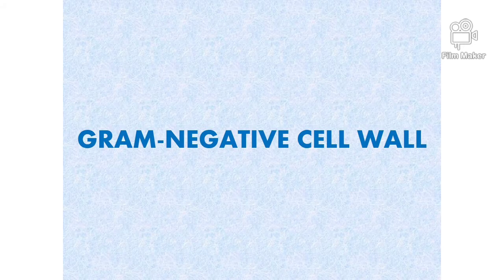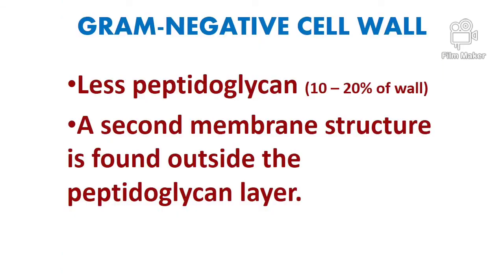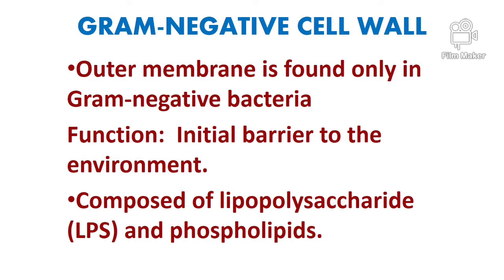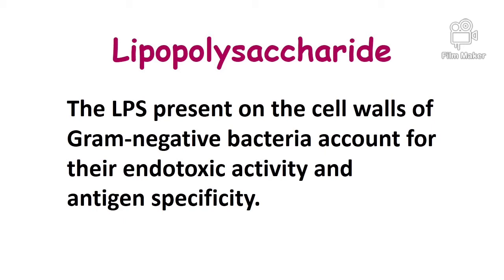Gram-negative cell walls. Gram-negative bacteria contain less peptidoglycan. A second membrane structure is found outside the peptidoglycan layer. The outer membrane is found only in gram-negative bacteria. It functions as an initial barrier to the environment, and it is composed of lipopolysaccharide and phospholipids. Lipopolysaccharide. The LPS present on the cell walls of gram-negative bacteria accounts for their endotoxic activity and antigen specificity.